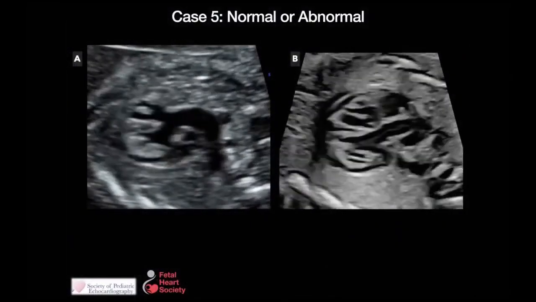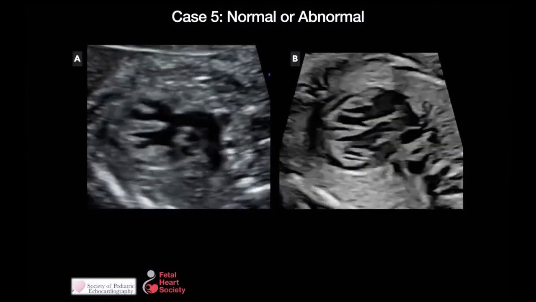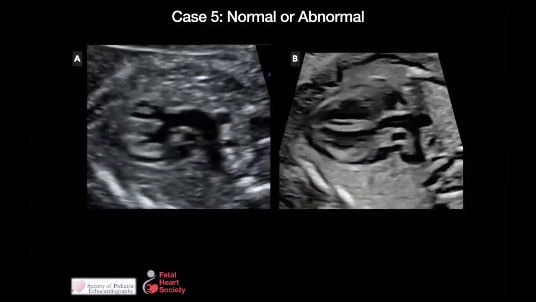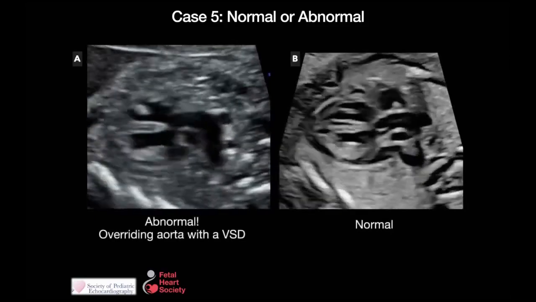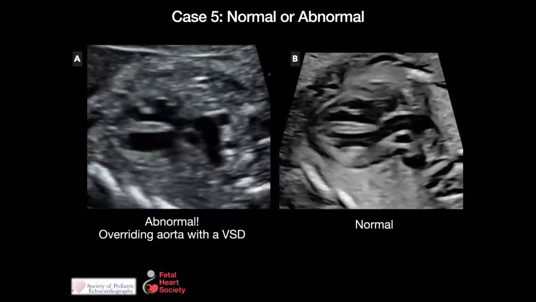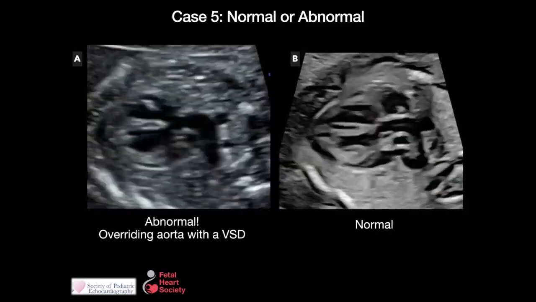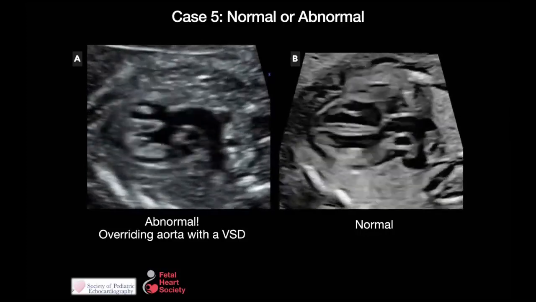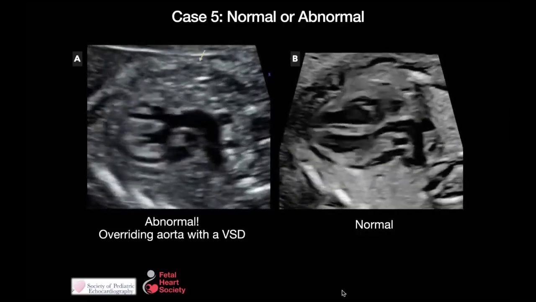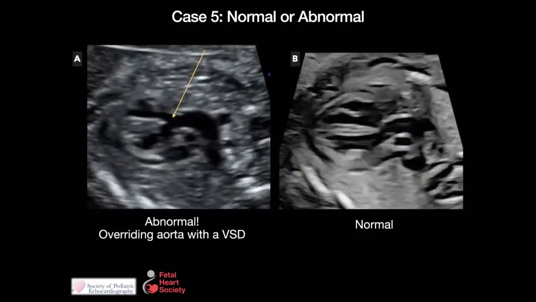Okay, so looking at these two clips, is this normal or abnormal? Here you could see that B is normal. You could see a nice intact ventricular septum, with continuity from the wall of the aorta to the interventricular septum. But you notice in A, this is abnormal. Here we see a defect along the interventricular septum, and this is consistent with an overriding aorta with a ventricular septal defect.